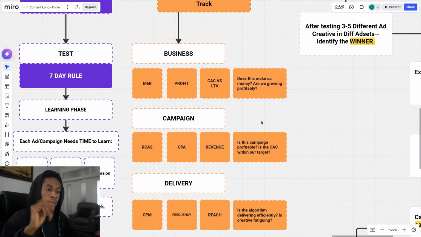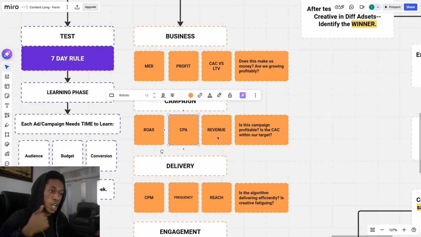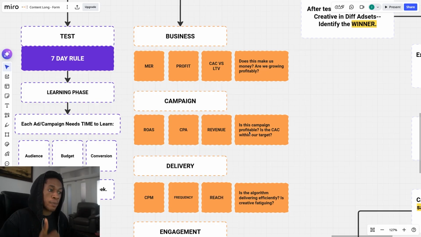Right? The next metric we look at is the campaign. So we look at the ROAS, the cost per acquisition, and revenue. Now, with the campaign, once again, we don't look at a campaign and say a campaign is profitable based on ROAS, right? Yes, the campaign could be performing well off a high ROAS, but it doesn't necessarily mean you're profitable. So that's why we have to look at the ROAS, your cost per acquisition, and the revenue, right? Is this campaign profitable, and is the customer acquisition cost within our target? Are we hitting our targets, as we said, right?